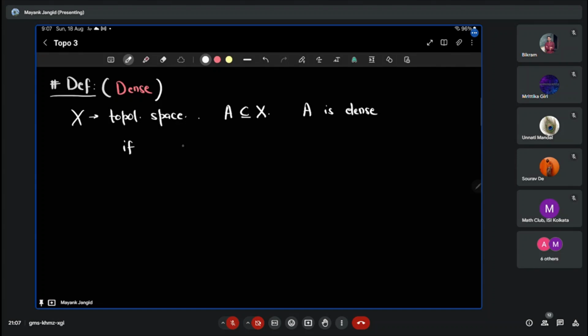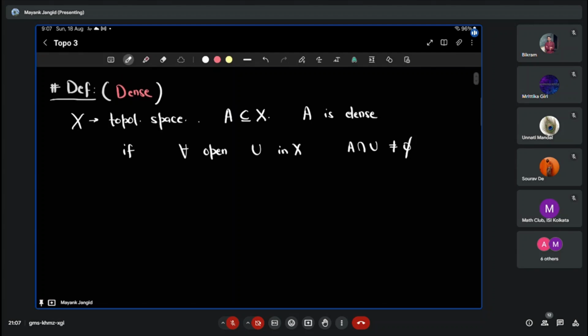if for every open subset U in X, A intersection U is non-empty. This is the equivalence that we proved in case of metric spaces, and we are taking this as a definition of dense sets in a topological space. Fine. Some more definitions, and we will see some equivalences, and then we will start with connectedness.